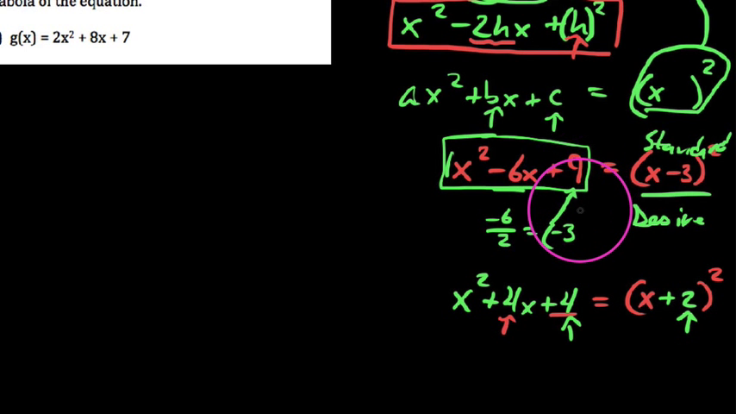Look at the example I gave. Right here, half of negative 6 is negative 3, and negative 3 squared is 9, so this must factor down into a perfect square binomial. Half the middle term was negative 3, and that is what we'll put right here.